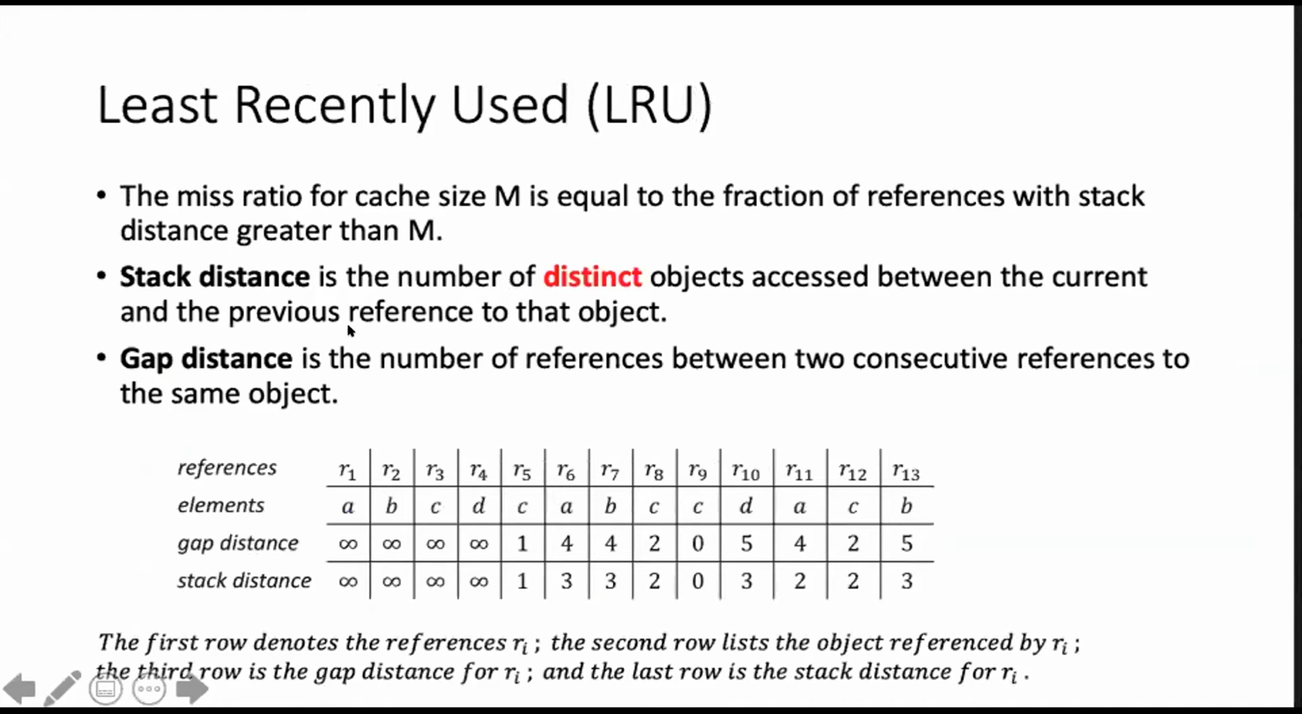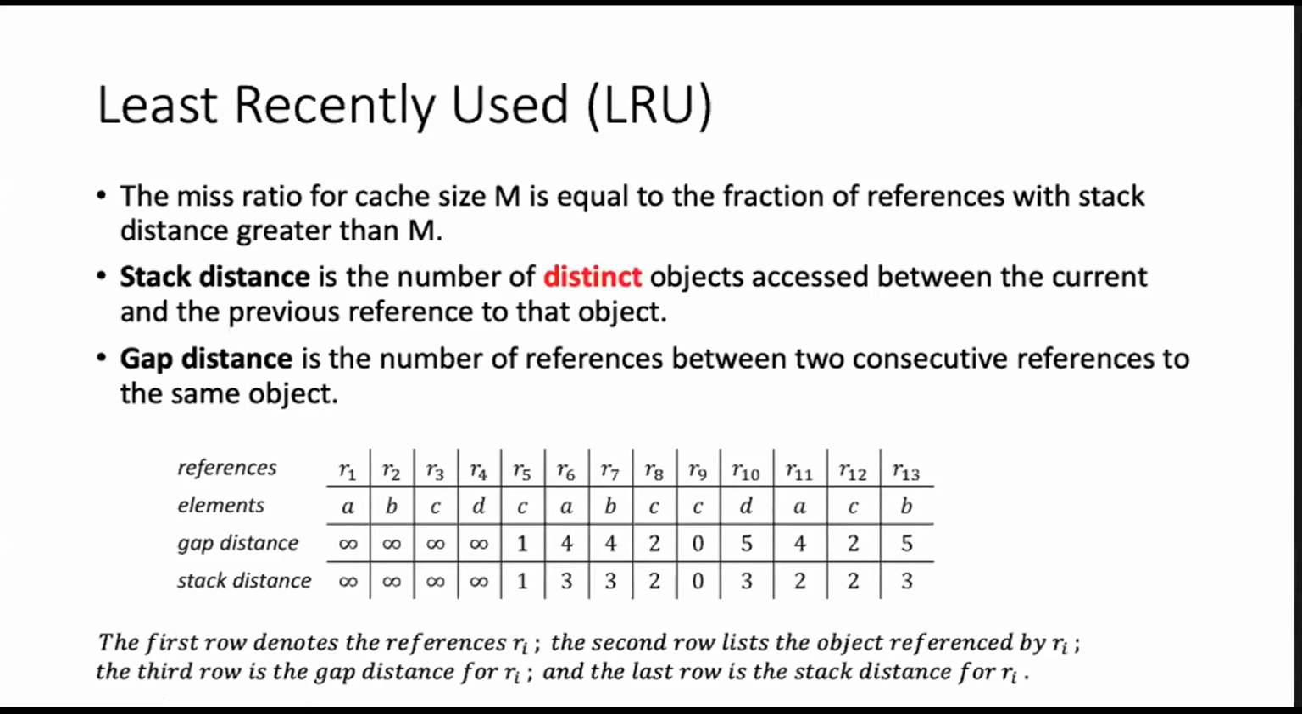There are many cache replacement policies, and one of the most commonly used is LRU. In this paper, we only consider LRU caches, least recently used caches. With LRU, the miss ratio for memory size m is equal to the fraction of references with stack distance greater than m. So as long as we can calculate the stack distances, we can calculate the MRC.